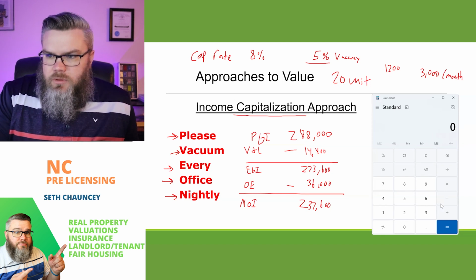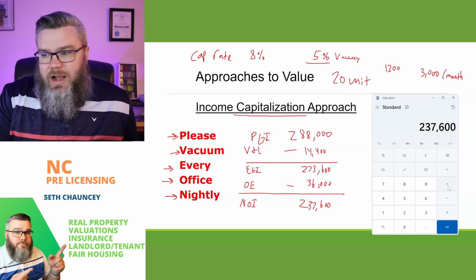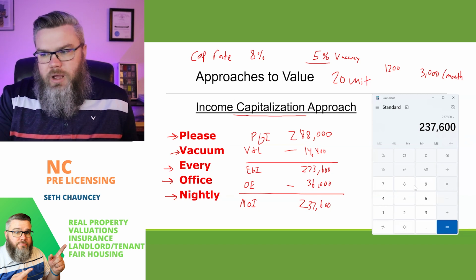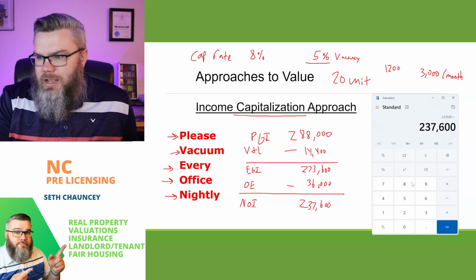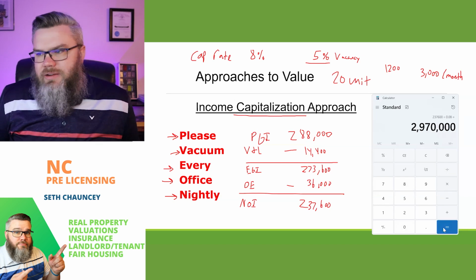So we've got 237,600 is our net operating income divided by, now folks, remember, you can let the calculator convert it for you, or you can do it yourself. You can do 8%. Oops, I did multiplies, I'm sorry. 237,600 divided by 8%, 2,970,000.